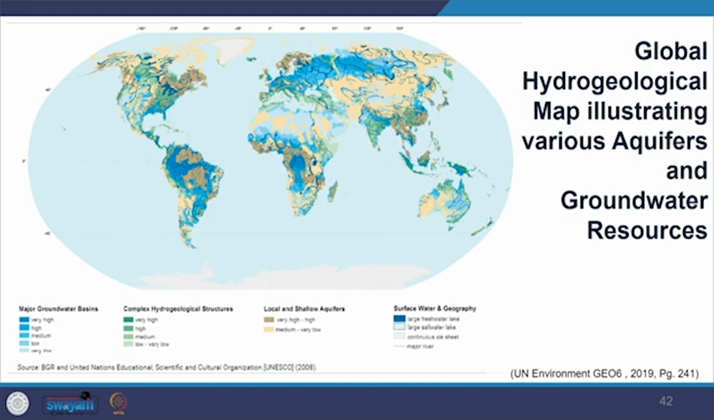Green color shows the complex hydrological structure. Local and shallow aquifers are shown in brown. Dark and light blue polygons with brown boundary are the surface water. They reflect how they are distributed and what kind of conflicts and challenges it poses. So you can look at the diagram here.